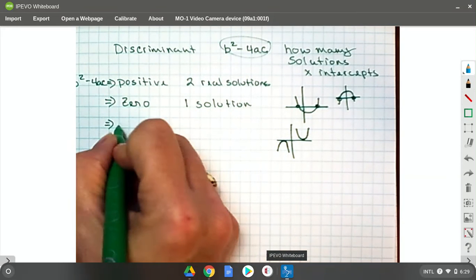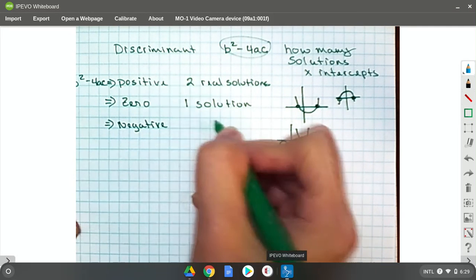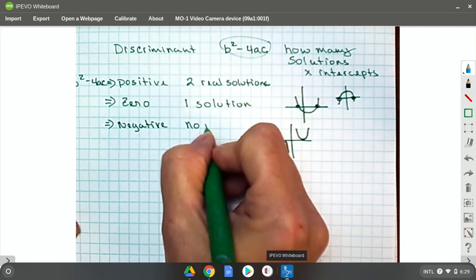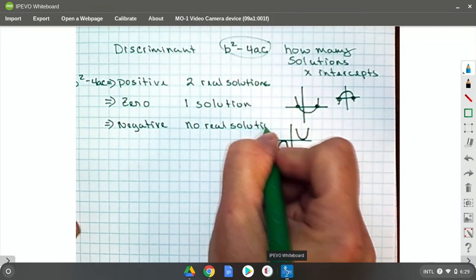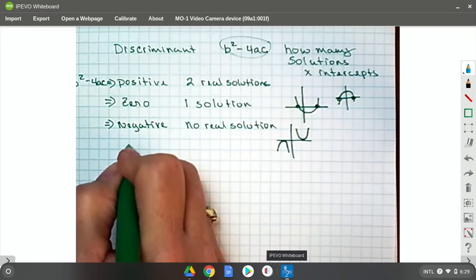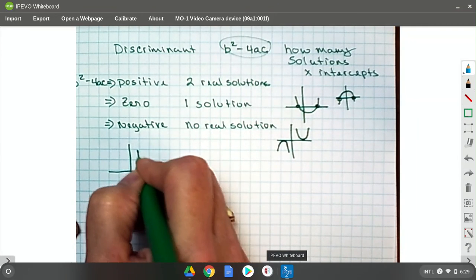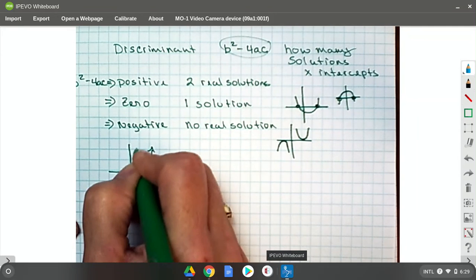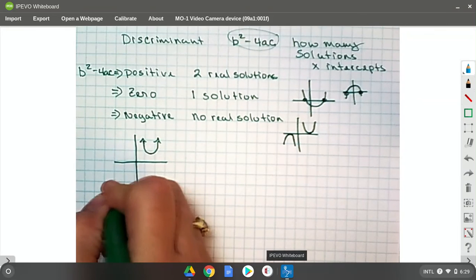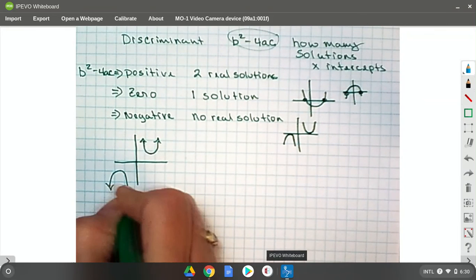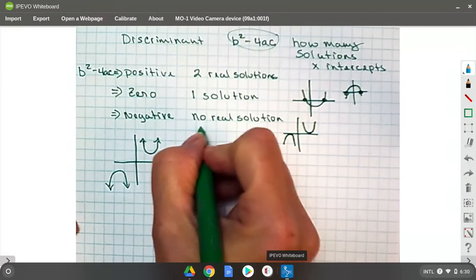Then the last thing is, if it is negative, then you have no real solutions. Doesn't mean you can't graph it, doesn't mean anything like that. It just means that your parabola will not touch the x-axis. It'll be above it, concave up, or it'll be below it, concave down. It's just saying there are no intercepts.